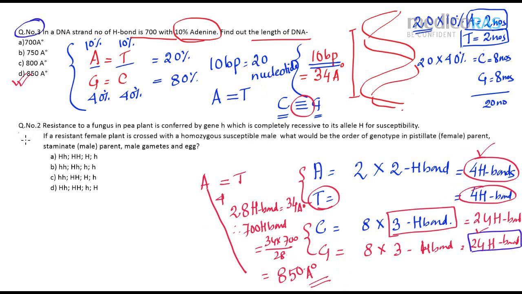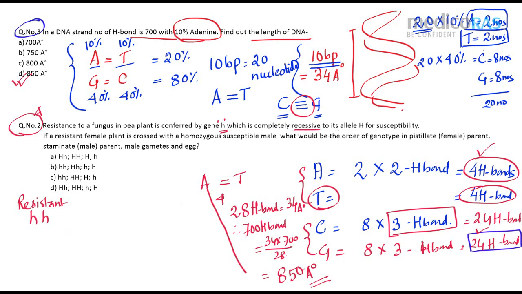Okay. Now, can you see here we have another question, and that question is, actually, it should be question number 4, right? Now, see, resistance to a fungus in pea plant is conferred by the H gene, small h, they are representing, right? So the resistant gene is actually what? That means recessive. Please remember this concept. Resistant gene, what do we have? Small h, right? Recessive.